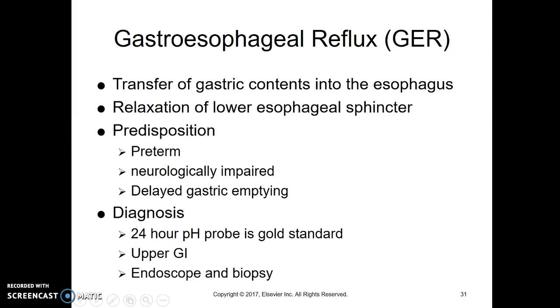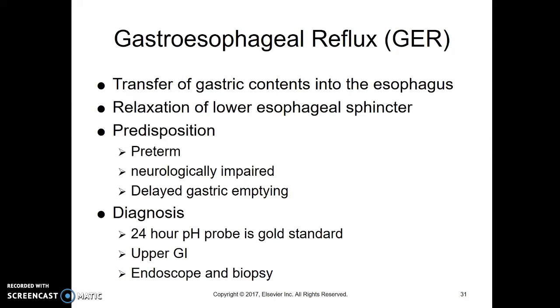The best way to diagnose reflux in a child is a 24-hour pH probe. This is the gold standard for diagnosing. It's like an NG, although NG is the wrong term because it doesn't go all the way to the stomach. They put it to the lower esophagus and leave it there for 24 hours. And it's a special probe that has a pH monitor on it. So it's measuring what the pH is in the esophagus all the time.